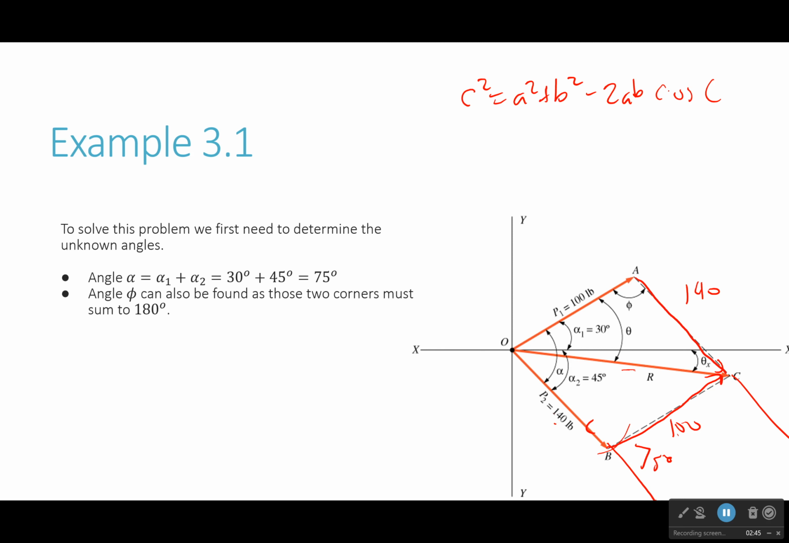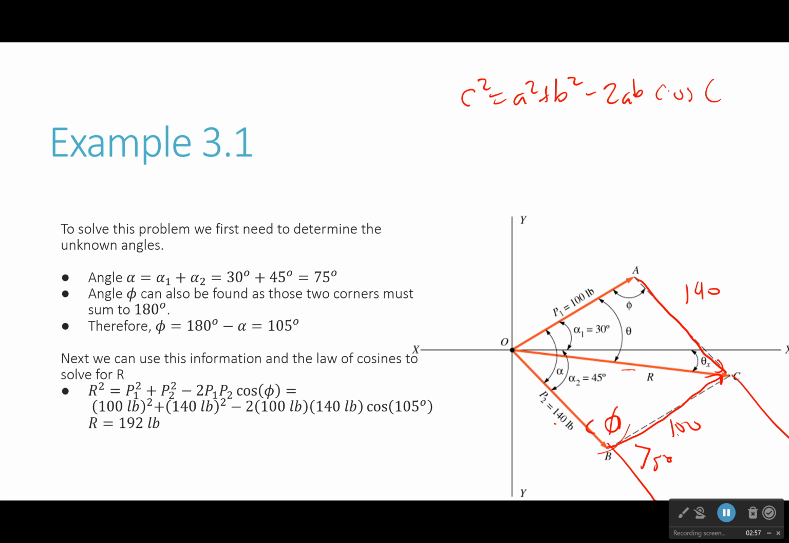So alpha 1, okay, I found that I can find the angle phi right here. That came up to be 105 degrees, so far so good. And now we're going to use that law of cosines, like I said, to solve for it. So r will come out to be 192 pounds. I like that. Okay, so 192 pounds.